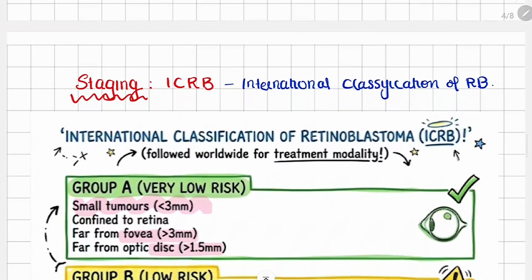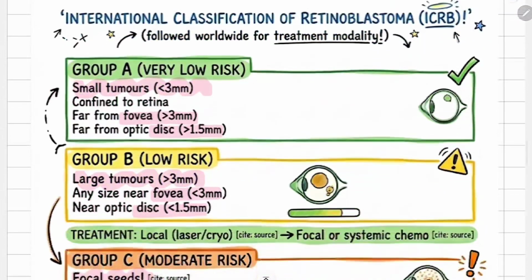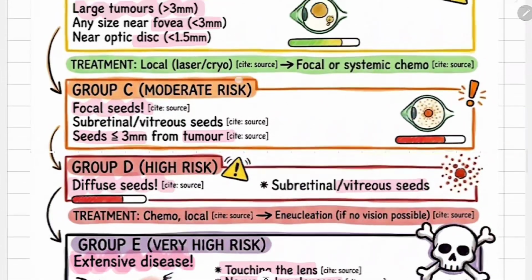So coming to the staging, this is a very important topic. It is by ICRB, that is International Classification of Retinoblastoma. So the staging, according to them, there can be group A, group B, group C, group D and group E.